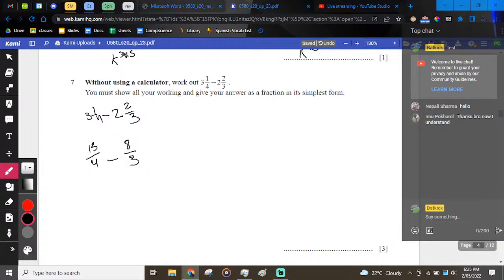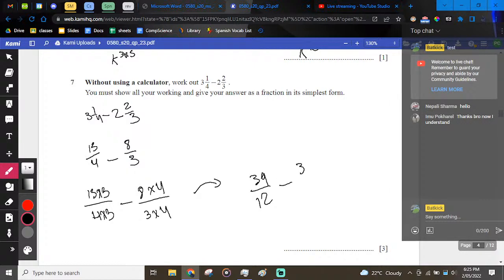So multiply both of these. 13 times 3, 4 times 3. That's 8 times 4 over 3 times 4. That turns into 39 over 12 minus 32 over 12. And now it's pretty simple.